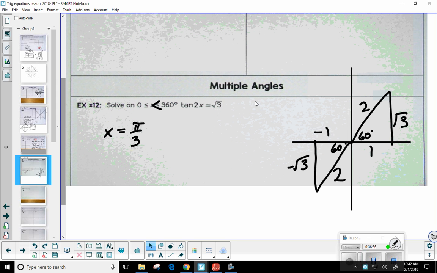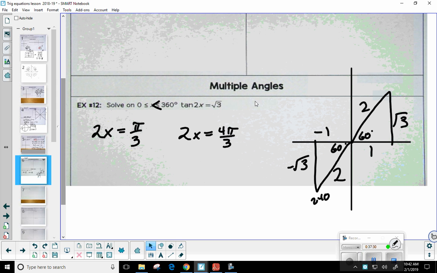And then if I were to come all the way around here, 180 plus the 60, that's 240, which would be the 4 pi over 3, right? If it were negative square root of 3, they would be in the exact opposite quadrants. Now, here's the thing. If it was tangent of x equals the square root of 3, we'd be done. We have our answers right there. But it's not x, it's 2x.